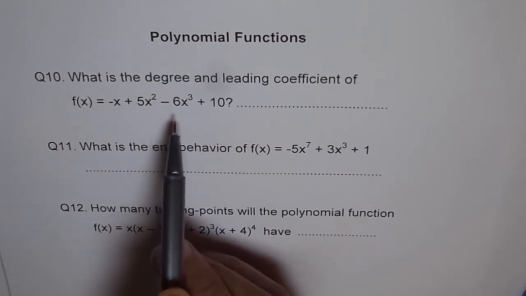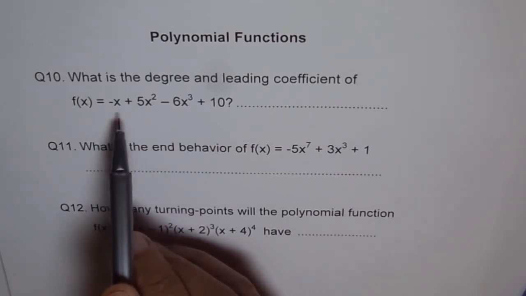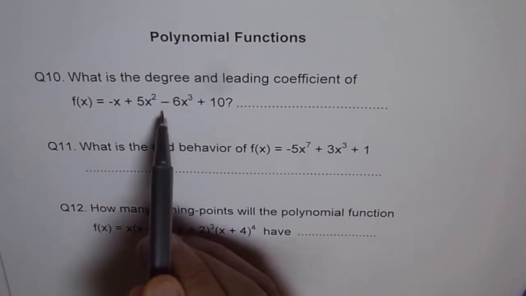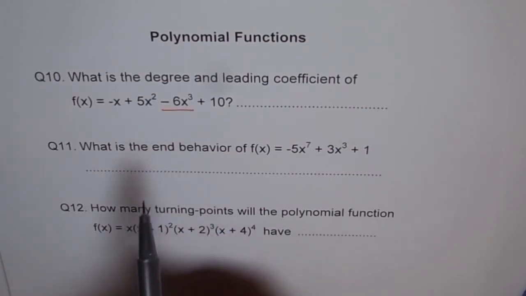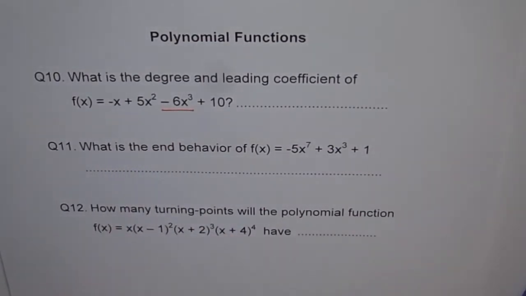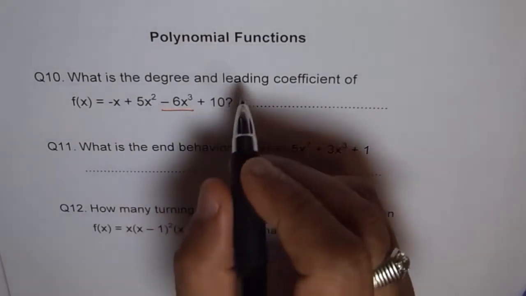Now here, as you can see, the term with highest degree is right here, minus 6x cubed. Now, first identify the term. Second, write down the degree and the leading coefficient. I've also seen students just writing one of the answers, not both. Okay, now what is the degree? So we say degree is how much? Degree is 3, right?